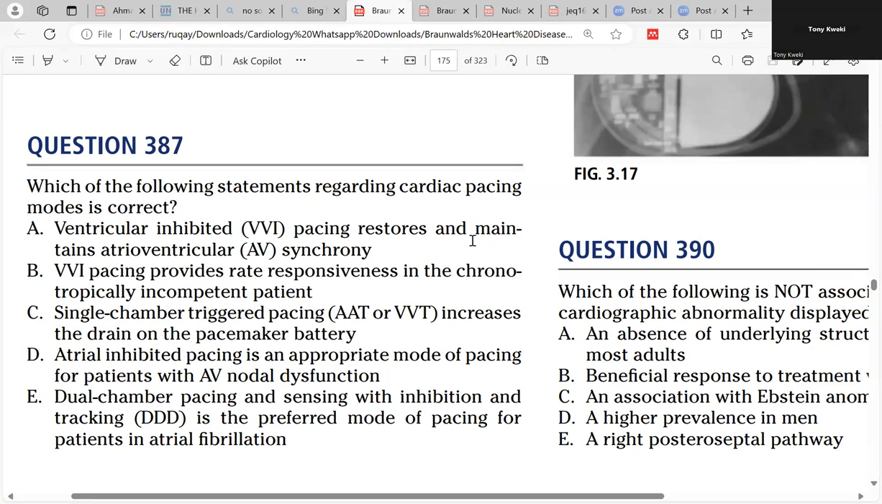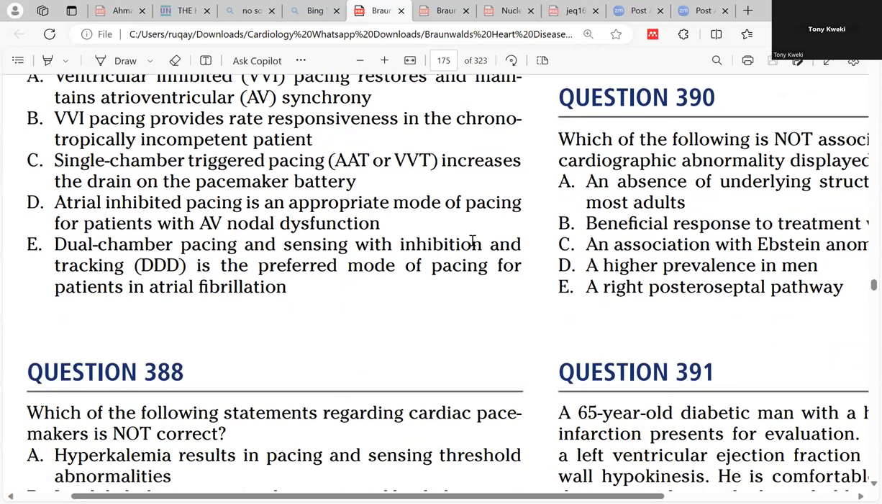So E is also false. So the correct answer here is C, that single chamber triggered pacing, that is AAT or VVT, increases the drain on pacemaker battery. But I'm sure we look forward to learning more about this when we have the lecture. But whoever has something to add, please go ahead.